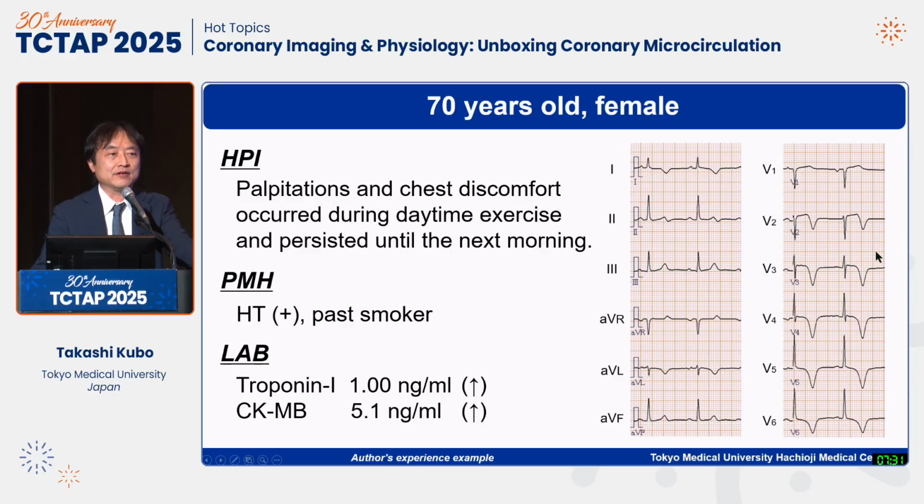Today I would like to talk about MINOCA, myocardial infarction with non-obstructive coronary artery disease. I would like to share my case, a 70-year-old female. She had palpitation and discomfort during daytime exercise. Past medical history included hypertension, and she was a past smoker. Blood testing showed troponin and CKMB increase, and ECG demonstrated ST elevation and T-wave inversion in precordial leads.